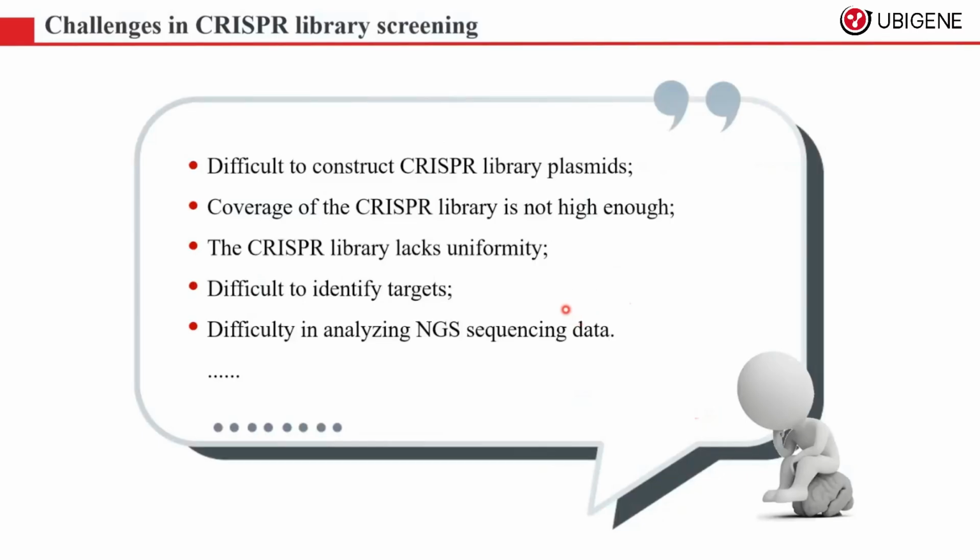So when performing CRISPR library screening in the lab, we may encounter some challenges, such as difficulty to construct the CRISPR library plasmid, the coverage of the library is not high enough, or the library uniformity is not good, or it's difficult to identify target genes, or maybe sometimes it's difficult to analyze the NGS sequencing data. So next, I will share the experience our team has accumulated in CRISPR library screening.